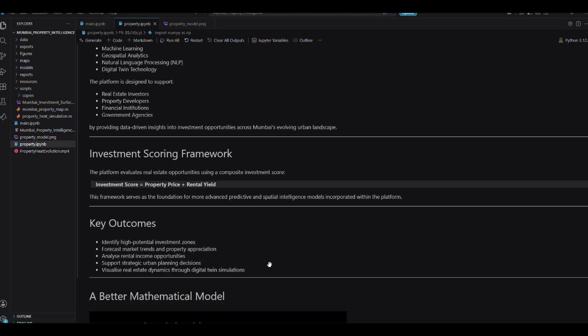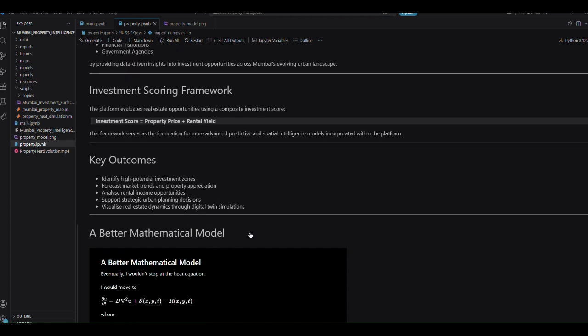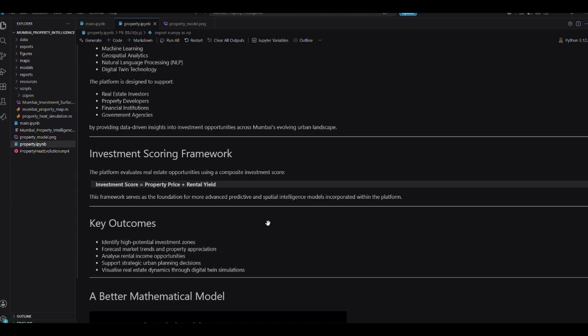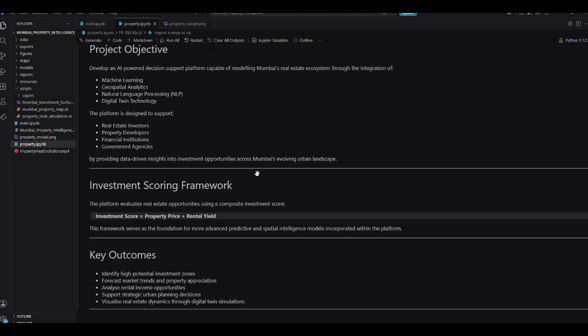And we have a scoring framework where the investment score is the property price plus the rental yield. The outcome of this, of course, would be to identify high potential investment zones, forecast market trends and property appreciation, analyze rental income opportunities, support strategic urban planning decisions, and visualize real estate dynamics through digital twin simulations. And of course, we'll get to a better mathematical model later on, one that is even better than the heat kernel. Thank you for watching.